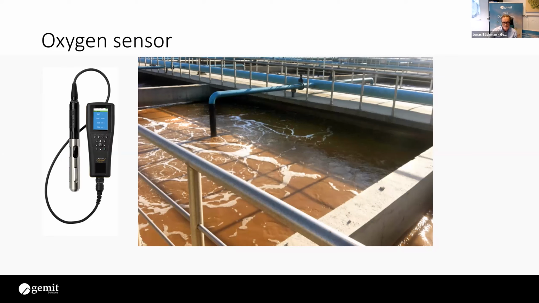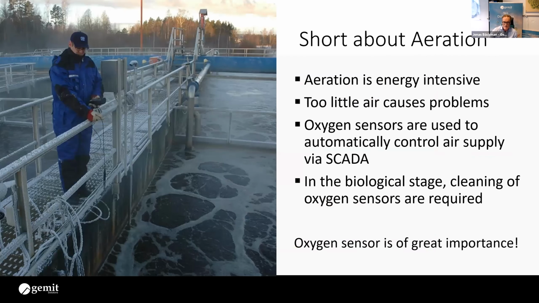So why does a wastewater plant need oxygen sensors? To answer why, it is important to first talk about aeration in a basin. First, aeration is consuming a lot of energy, about 30 to 50% of the total energy consumption of a wastewater treatment plant, and that's a lot of energy. And if you use too much air, that's not energy efficient, while too little air causes other problems. Unwanted microorganisms, foaming, and insufficient purification.